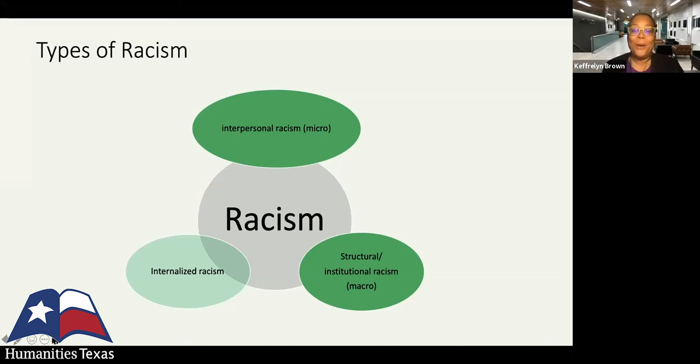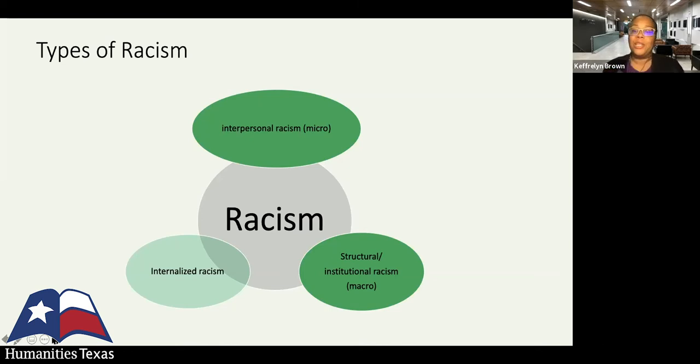the sort of darker green color circles represent the type of racism that we believe operated in the histories of Black Americans during the World War II time period. Interpersonal racism is simply racism that happens between two people or between a person and a group. It's at the local level, and it's what we would consider a micro form of racism.